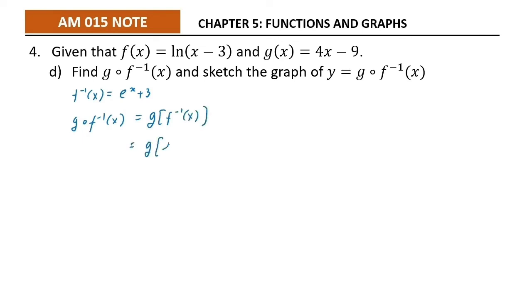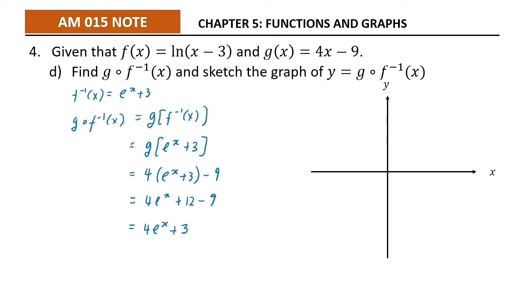F inverse is e^x plus 3. g of f inverse is 4 times (e^x plus 3) minus 9. Simplify: 4e^x plus 12 minus 9 equals 4e^x plus 3. Sketch the graph of y equal to g of f inverse.